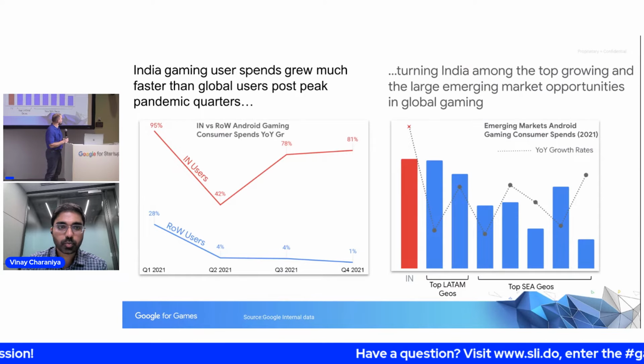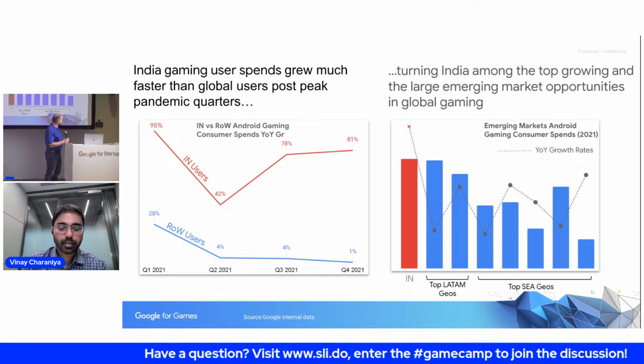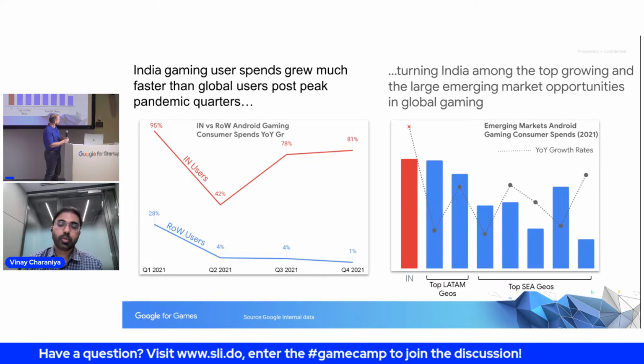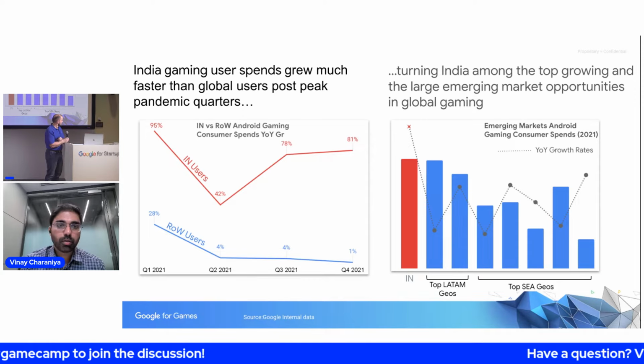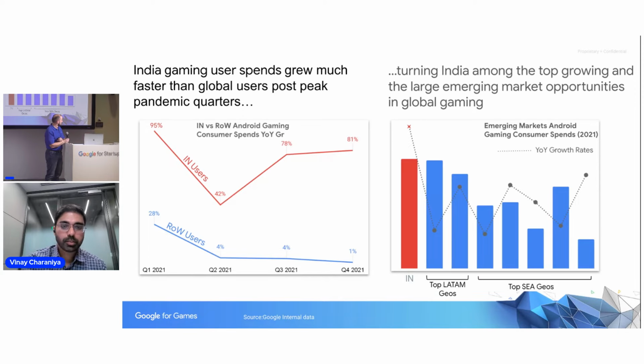If you go to the next one, yeah, so let me talk some numbers now. I've mentioned the fact that the Indian gaming industry is growing, but this is how India gaming user spend on Android grew on a YOY basis as compared to the rest of the world.